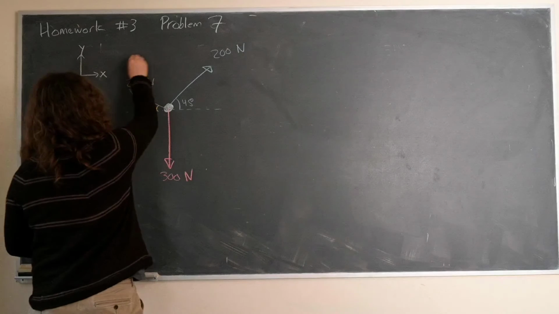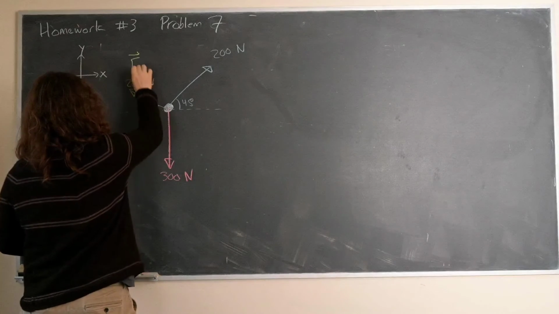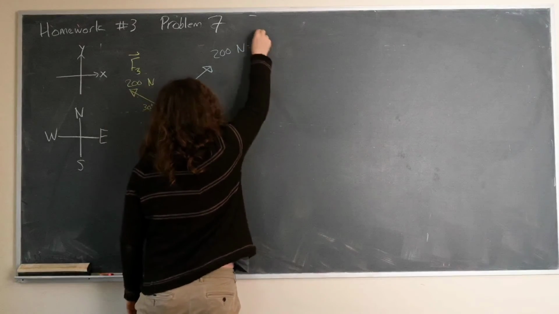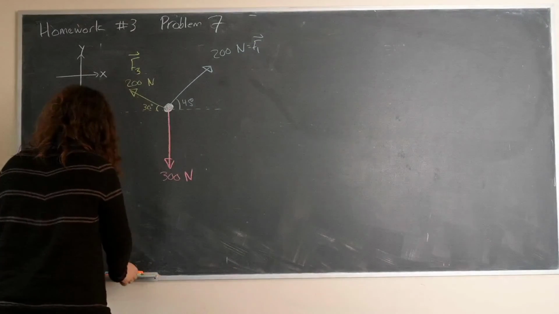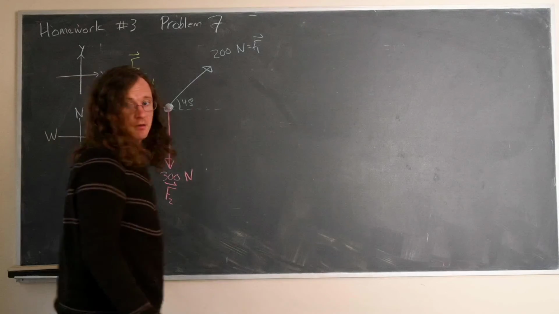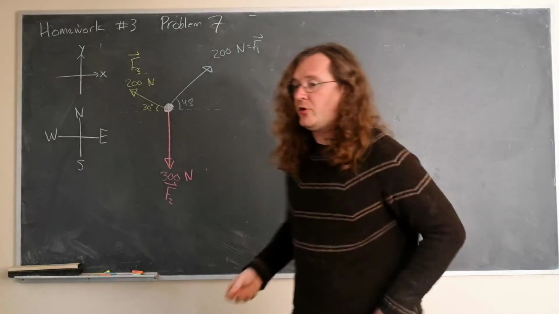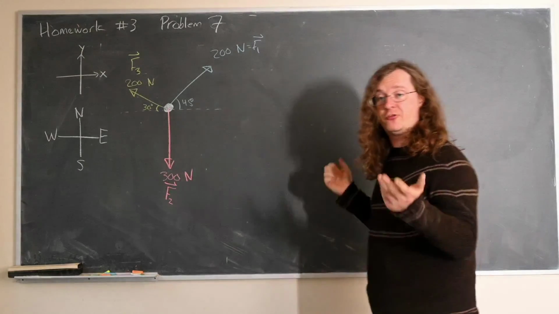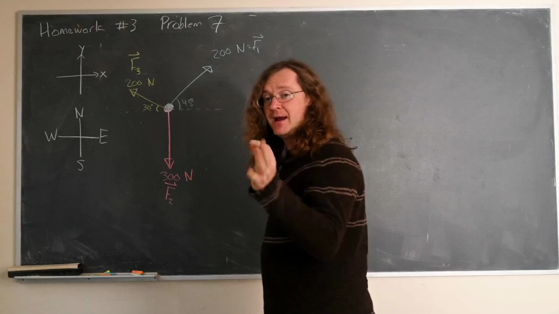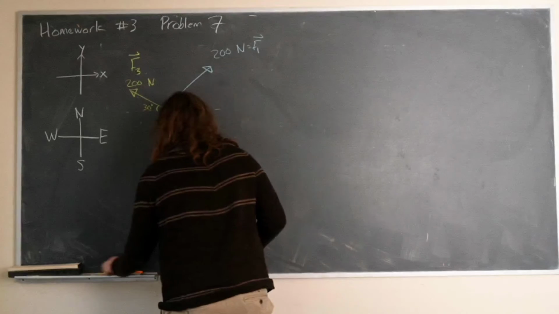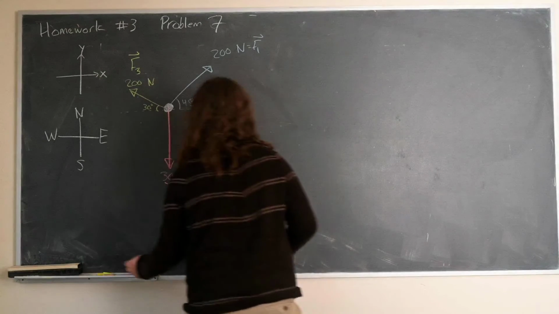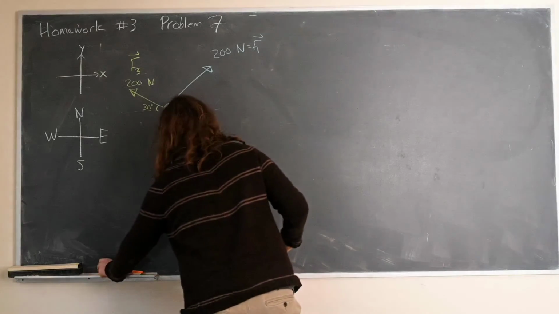And we can label these: that's F3, F1, and F2. The question says, you want to pull on it with some other force to stop it from moving. Which direction and how hard should you pull? So there's a fourth force, F4, that we don't know about. We're trying to find it.